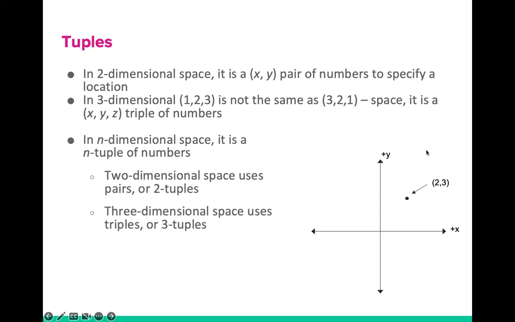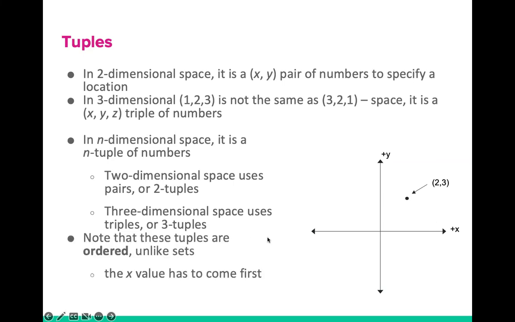Okay, so going back in here, why is it that, let's say we have 2, 3 is not the same as 3, 2? Okay, so this is the location of 2, 3, right? So if we have 3, 2, for sure somewhere it would be here and here. So the location is different. So that means that the order matters. So note that these tuples are ordered unlike sets. So the X value has to come first.